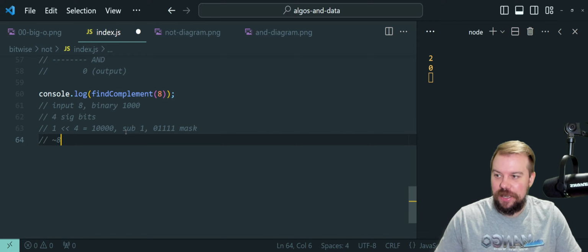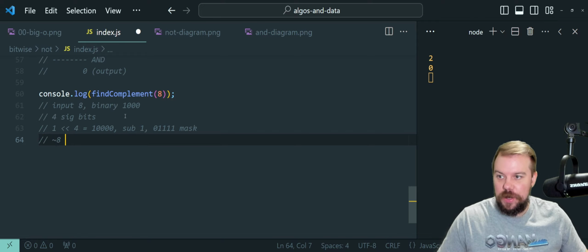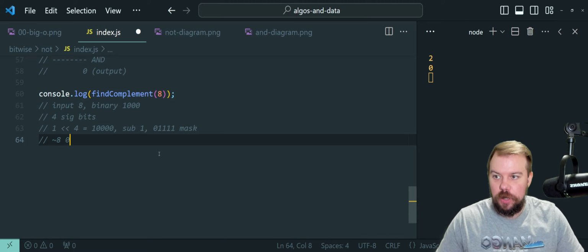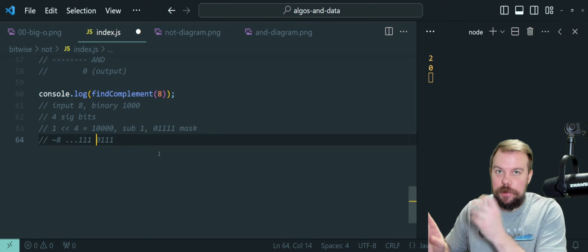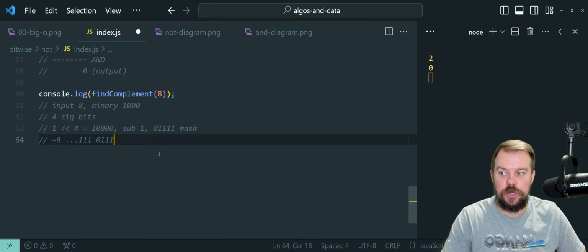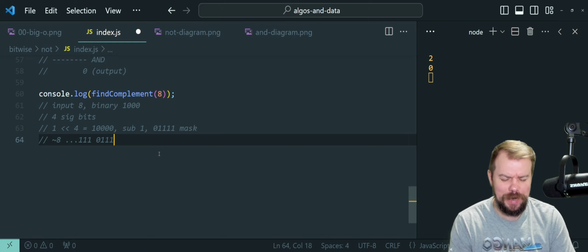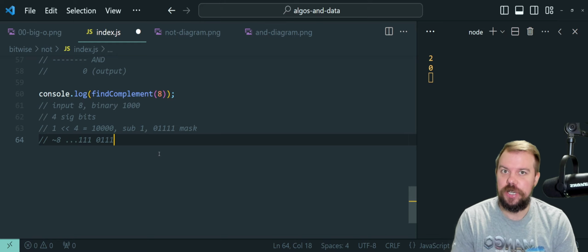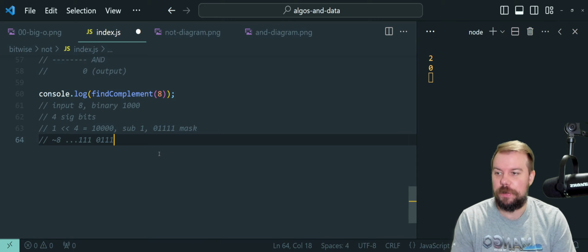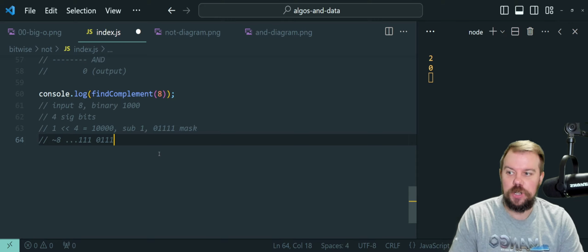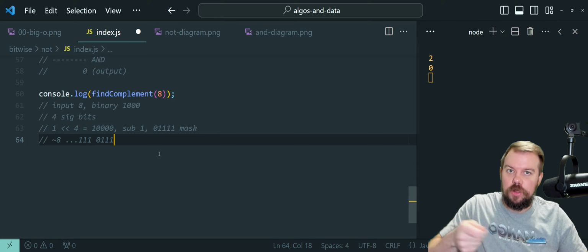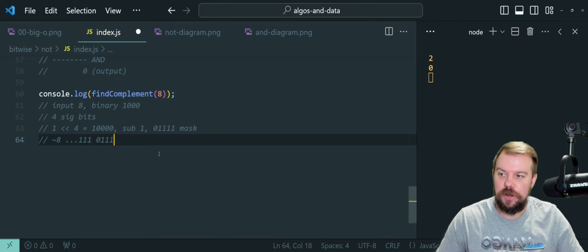So the not of 8, we know is 1,000. So we know we're going to get 0, 1, 1, 1. But we know that the whole thing is preceded by a whole bunch of other flipped ones as well because of our 32-bit signed integer storage in JavaScript. 32-bit signed integer storage, my goodness. So we know it's a whole bunch of trailing ones before that because all those light switches were flipped. That is our not number.